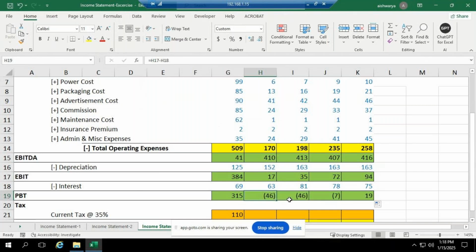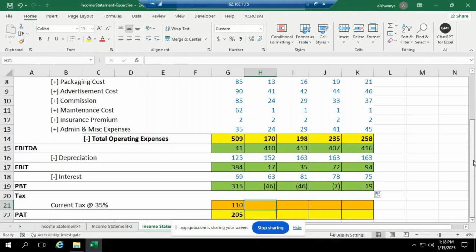Then in the same way, current taxation, current tax at 35%. Here there is a minus, because in those three years we didn't get any profit, we incurred a loss. That's why you can just put a zero here, because you only got a minus.